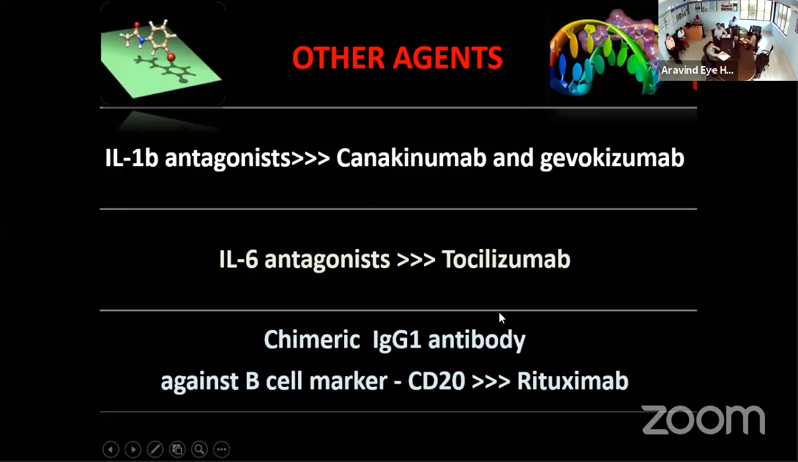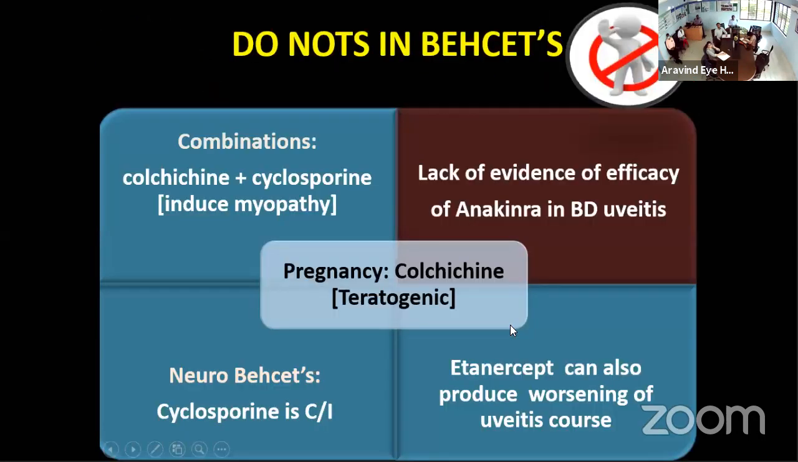So I'm trying to take you out of the topic, but stay on the topic, right? There is something called do's and don'ts in Behcet's. Certain combinations are forbidden. The two drugs starting with C, colchicine and cyclosporine, shouldn't be combined because they can induce myopathy. And there is a lack of evidence in using anakinra in Behcet's uveitis. In pregnancy, you are not supposed to give colchicine because it can be teratogenic.